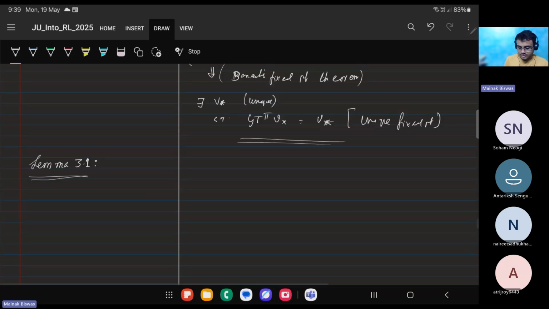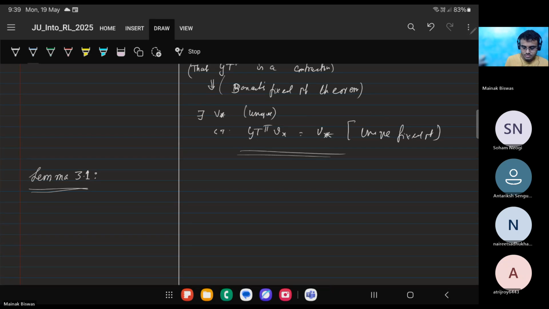Lemma 3.1. I will show that phi W star is the fixed point of G T pi. How do I show that? Let's try to find out.